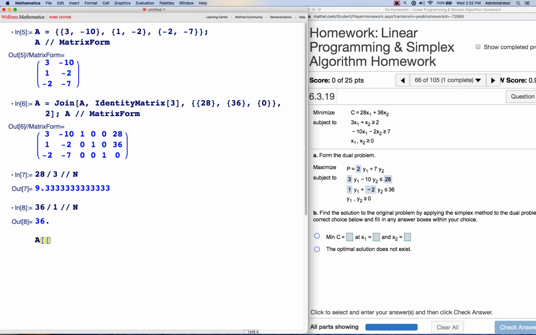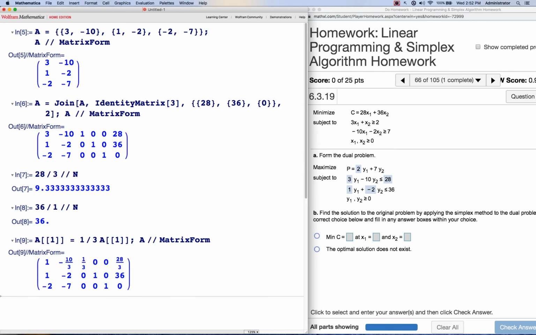We're manipulating the first row of the matrix. That's a 3. I want that to be the number 1. How do you change it into the number 1? You multiply by the reciprocal. So 1/3 times the first row of A, and let's see what we have.